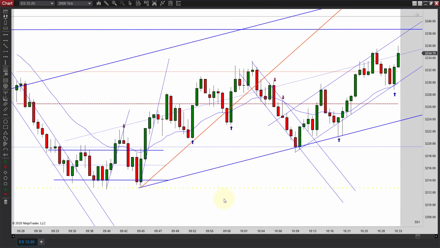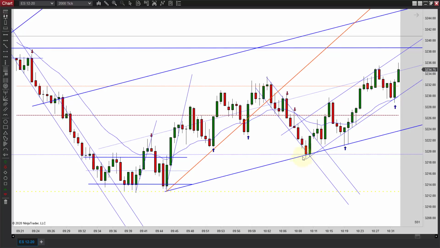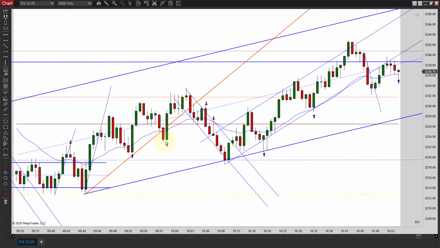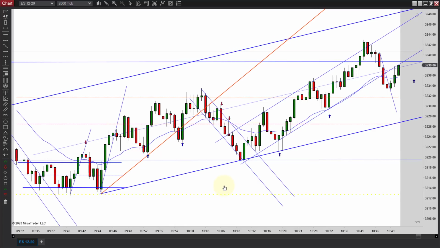Let me back out again. This is kind of hard. But make sure you draw your trend line. Whenever you finally make a lower low here, draw your trend line. And you probably would have drawn it here and here and then finally here.